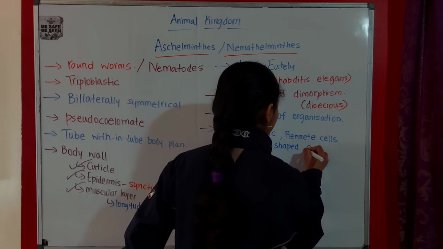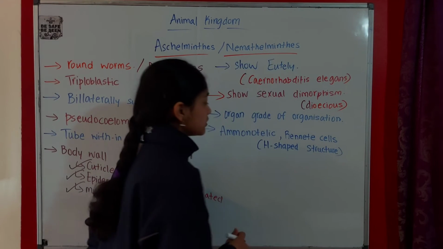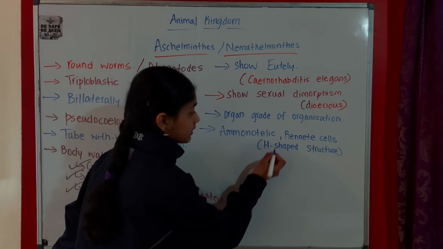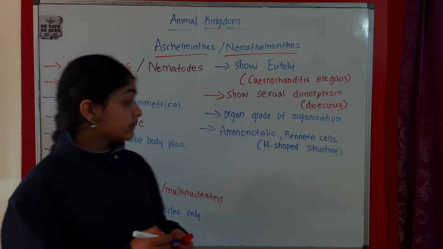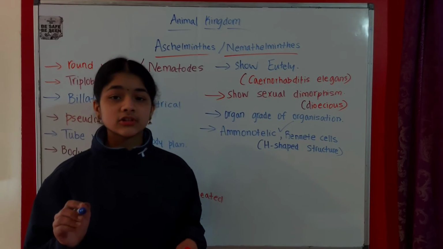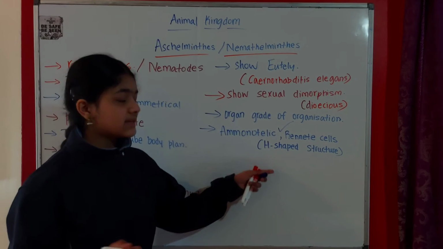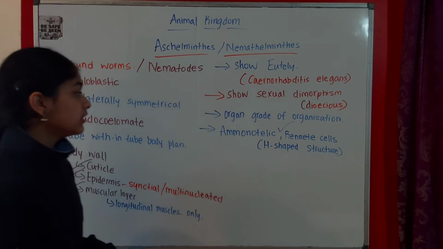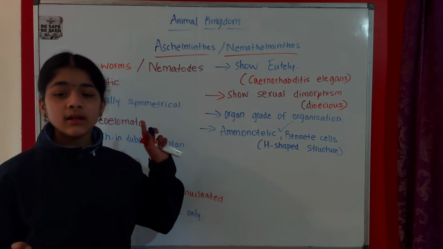H-shaped structures. They look like the alphabet H in the English language. So H-shaped structures or Renette cells. This is also a very important one. In Platyhelminthes, the excretory structure is the flame cell. Here it is the Renette cell, or usually we call it H-shaped structures. So this is about the excretory system and the mode of excretion, that is, they are ammonotelic.